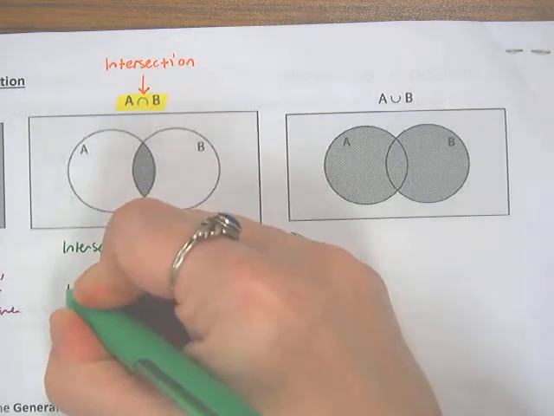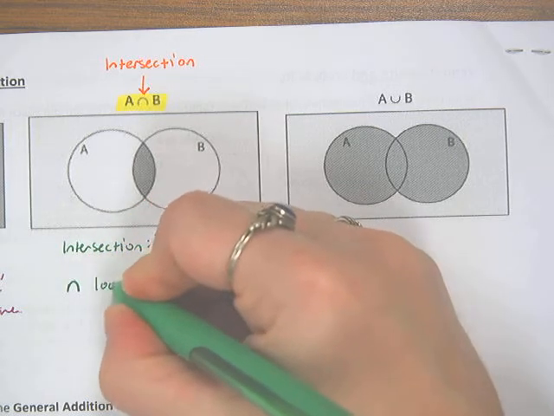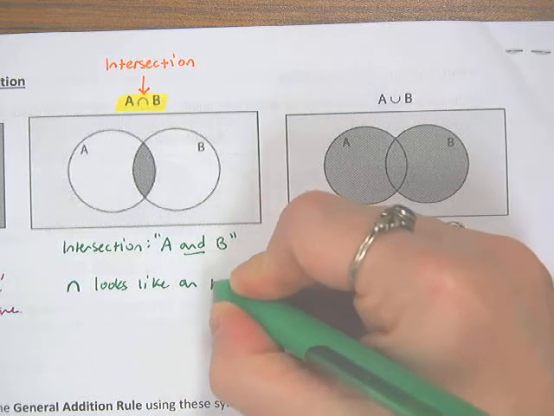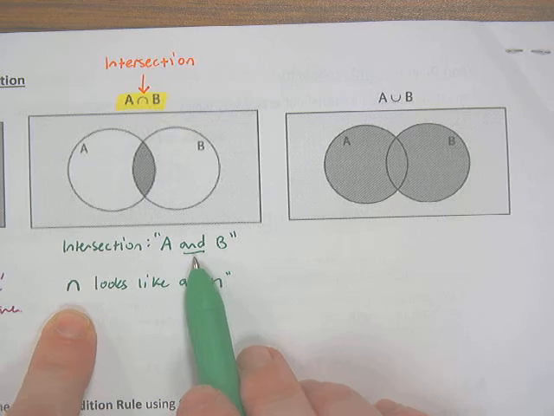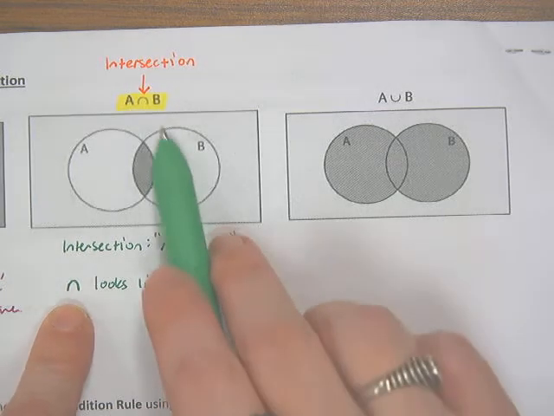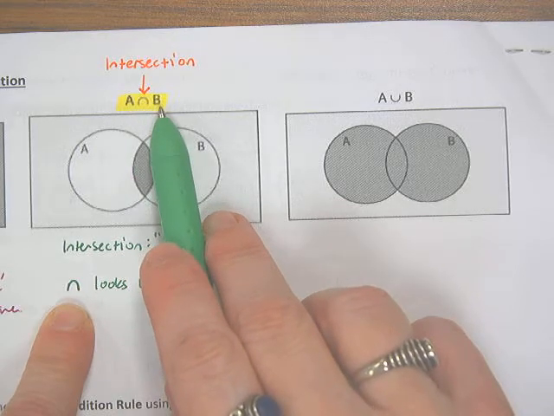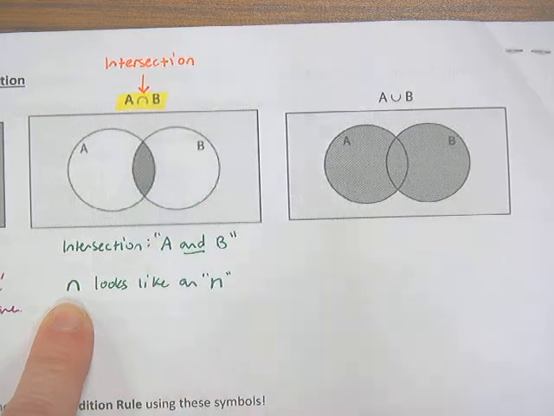And then just make a little note that the intersection symbol looks like an N. And the word "and" has an N in it. That's going to help you remember that this is "and", A and B. People who are in A and B.